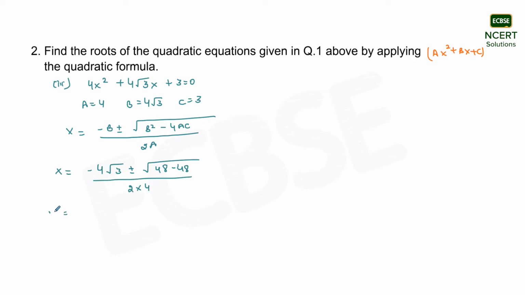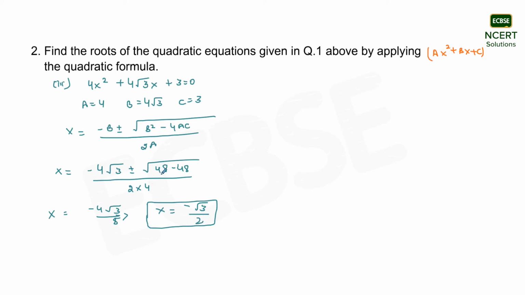Or I can write it as x is equals to minus 4 root 3 divided by 8. So from here x will be equal to minus root 3 divided by 2. So this is the root of this quadratic equation. But as we know, the quadratic equation always has two roots. But here we have obtained just one value for the root of x. So what will be the other root? Definitely the other root will again be minus root 3 by 2.